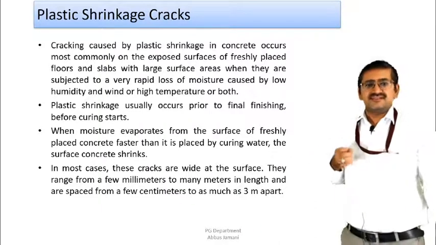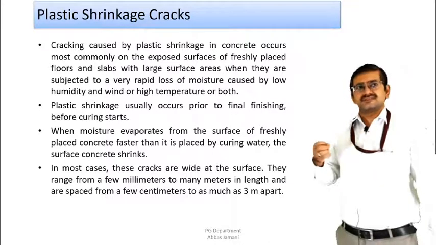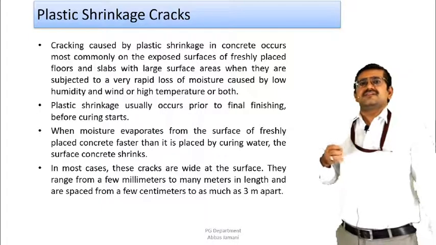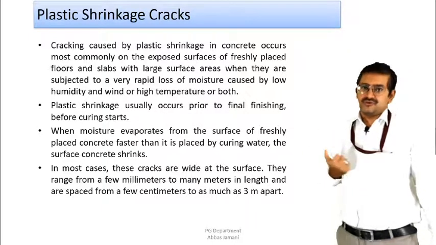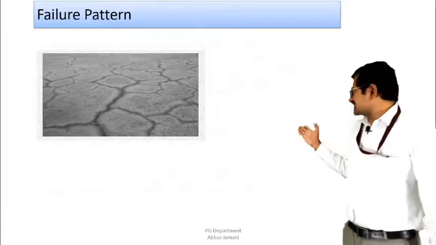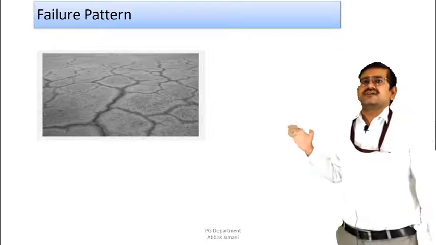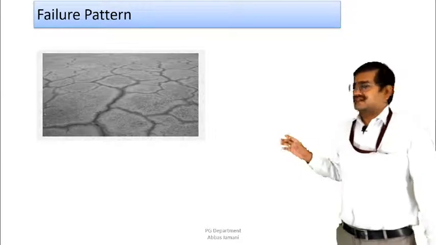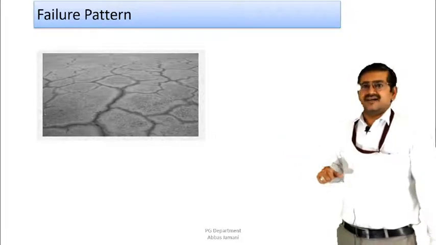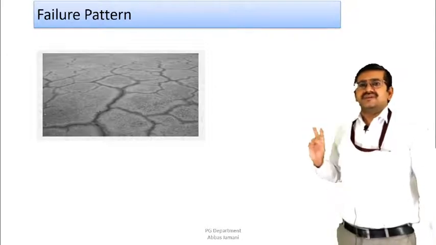In most cases, these cracks are wider at the surface. They may range from a few centimeters to meters in length, and the spacing of these cracks may be up to 3 meters apart, or more. If you look at this particular figure, which indicates the failure pattern you may observe on the surface of the concrete in case of plastic shrinkage cracks, it is somewhat like this, where sparsely spaced cracks are there, which are wide at the surface, up to 3 meters apart from each other, and can be a few centimeters in length as well.